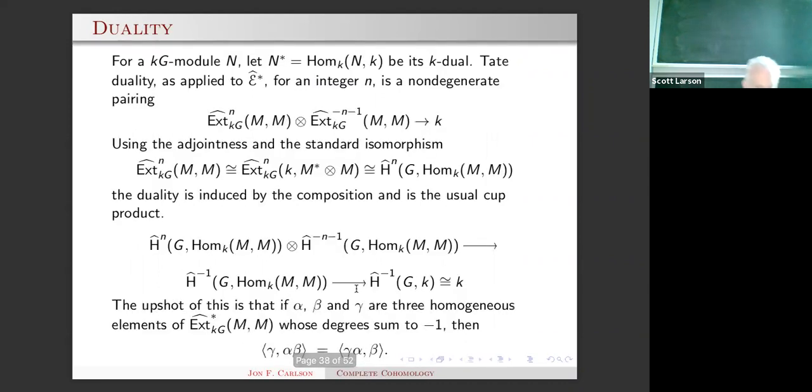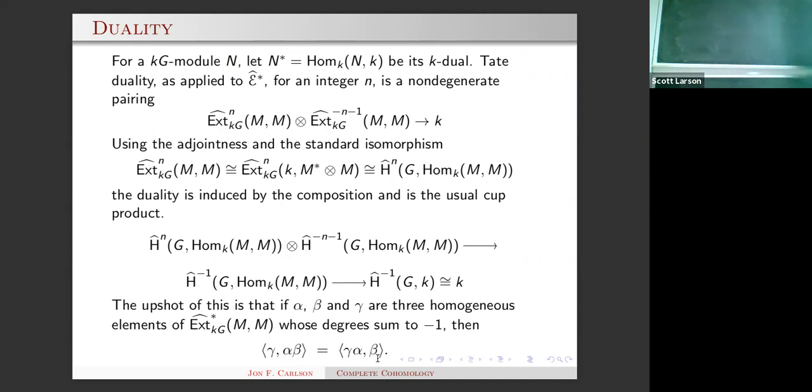So what you get is this. The upshot of this is that if I've got alpha, beta, gamma, and these are three homogeneous elements, I want the degrees to sum to -1. So that means that if gamma has degree n, then alpha beta is going to have degree -n-1. And the fact that this cohomology product is associative means that if I take gamma times alpha beta, this is my duality, this is my pairing up here. If I pair gamma with alpha beta, I get the same thing as if I paired gamma alpha with beta.